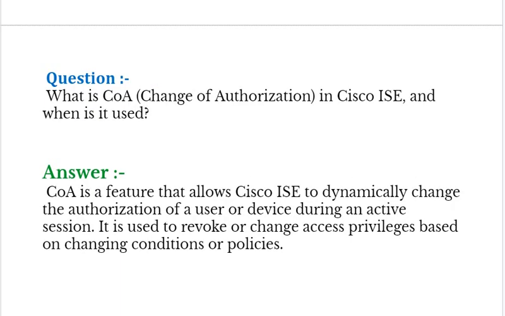Our next interview question is: what is CoA (Change of Authorization) in Cisco ISE and when is it used? Your answer should be: CoA is a feature that allows Cisco ISE to dynamically change the authorization of a user or device during an active session. It is used to revoke or change access privileges based on changing conditions or policies.